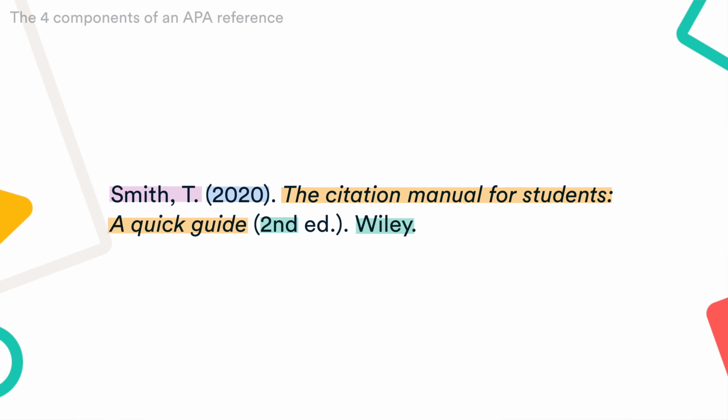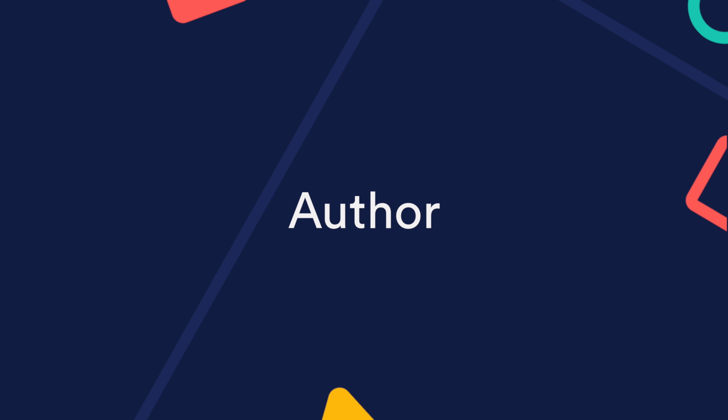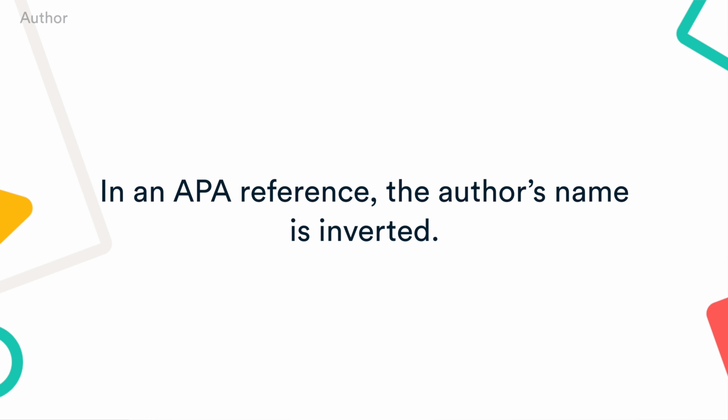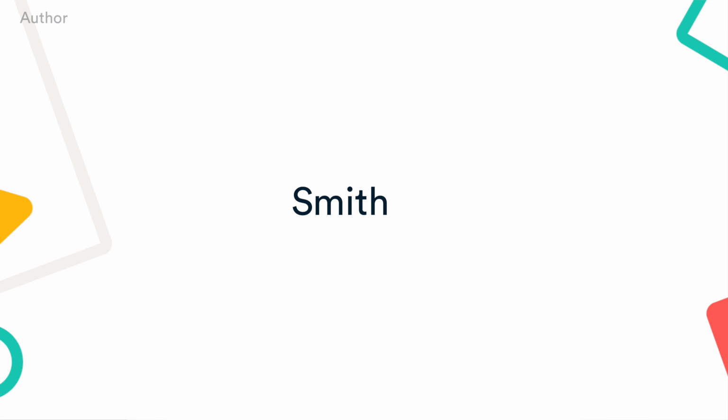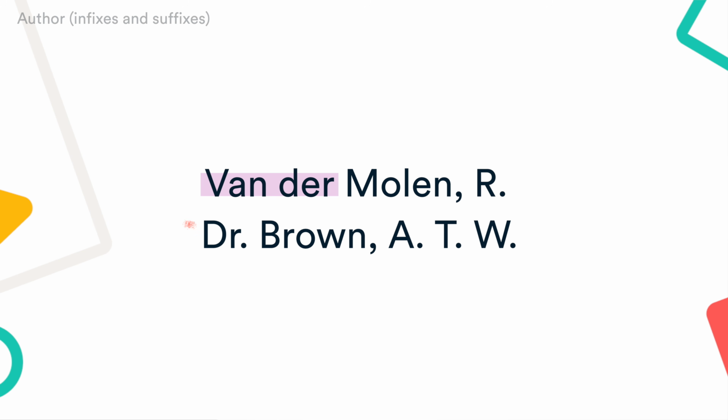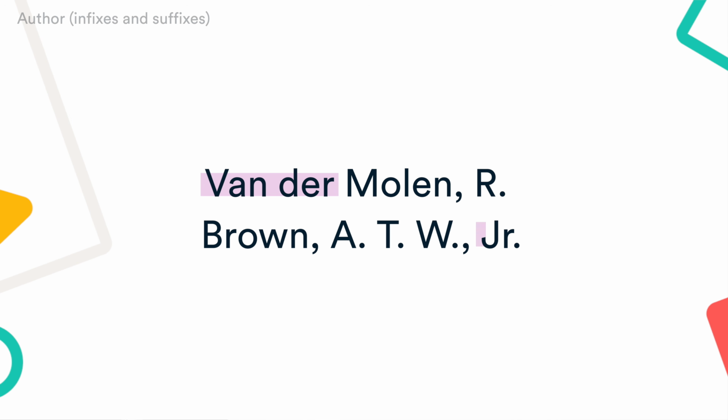We'll now take a closer look at these four elements and show you some examples. The reference usually starts with the author's name. This can be an individual, multiple people, or an organization. In an APA reference, the author's name is inverted. Start with the last name, so Smith, followed by a comma and the initials, T, separated by a period and space. Treat infixes, such as van or de, as part of the last name. Don't include personal titles, such as PhD or doctor, but do include suffixes, like junior.